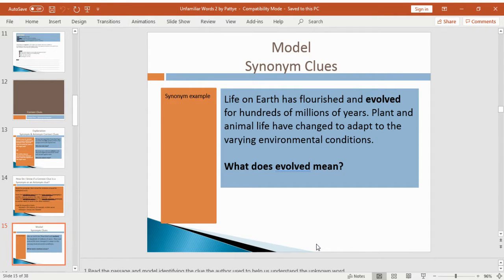Looking at the second sentence, did you choose that it's changed to adapt to varying environmental conditions? If you did, excellent job. Because when something evolves, it adapts to environmental conditions, which is the synonym for evolved.